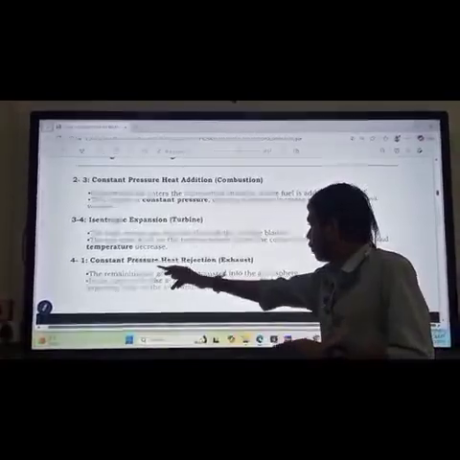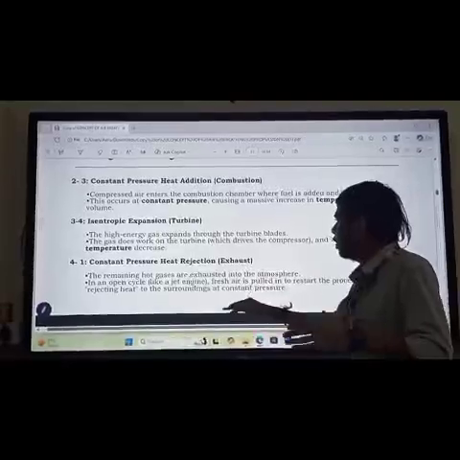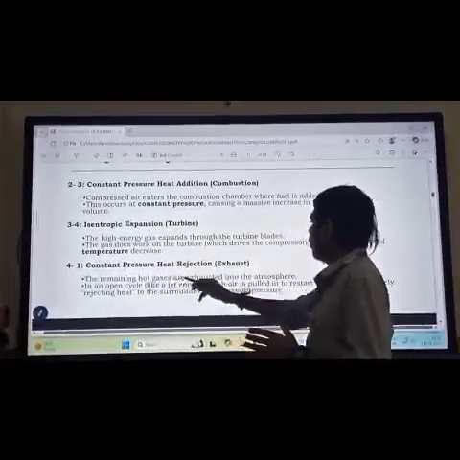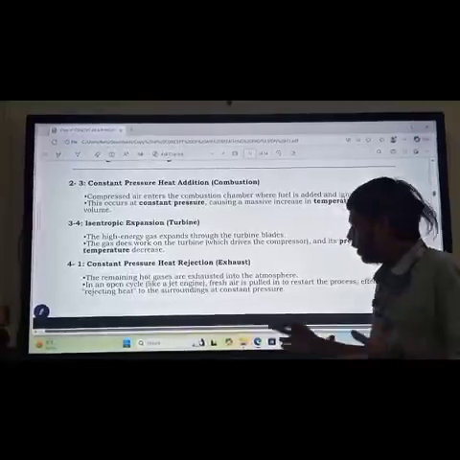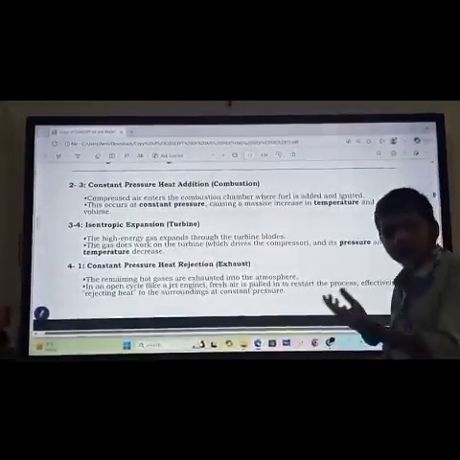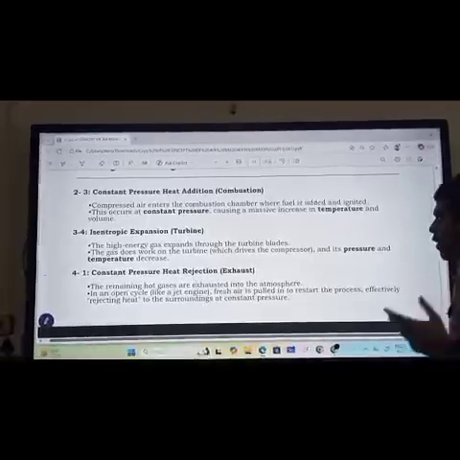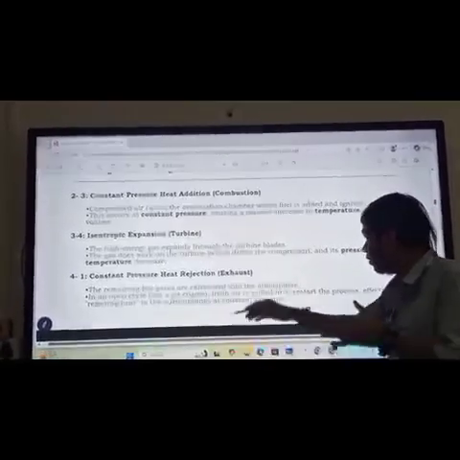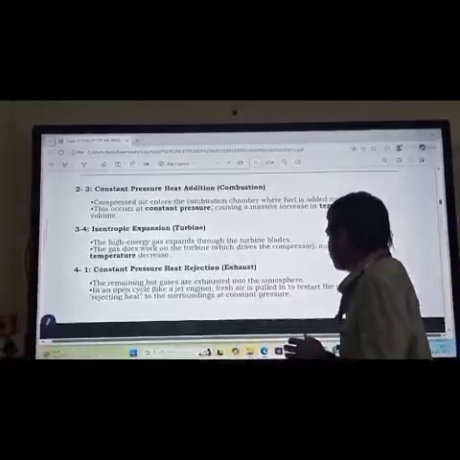Then next is constant pressure heat rejection, the exhaust section. The remaining hot gases are exhausted into the atmosphere in an open cycle like a jet engine. Fresh air is pulled in to restart the process, effectively rejecting heat to the surroundings at constant pressure.